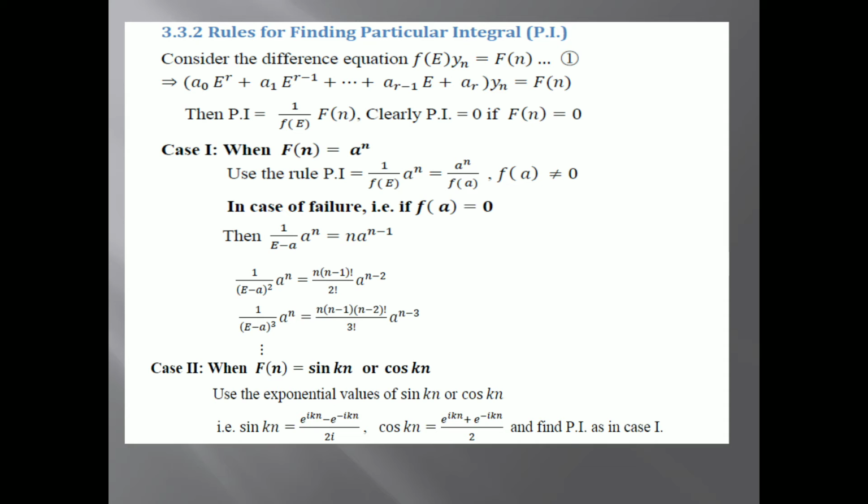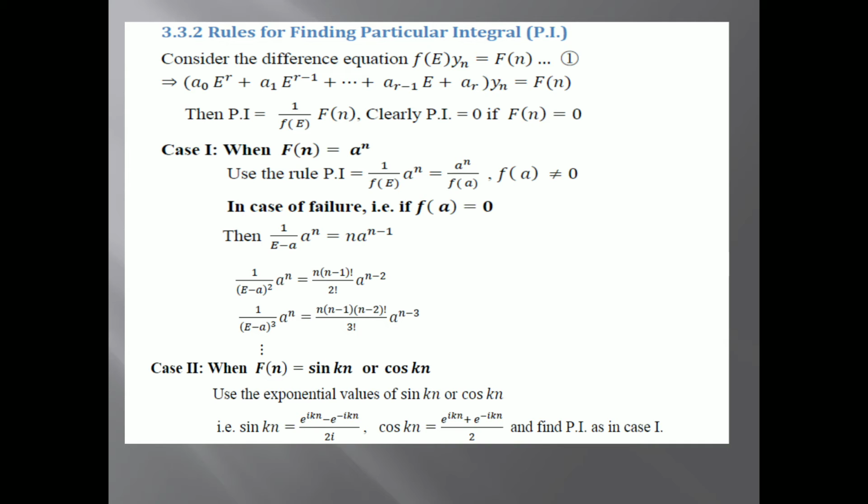Case first for finding the particular integral. If the given function in the RHS of the given equation, f(n), is equal to a^n, then use the rule PI = 1 upon f(E) into a^n, which is equal to a^n upon f(a), where f(a) is not equal to 0. In case of failure, that is if f(a) is equal to 0 after substituting E = a, then take the first difference: 1 upon (E - a) a^n is equal to n a^(n-1).